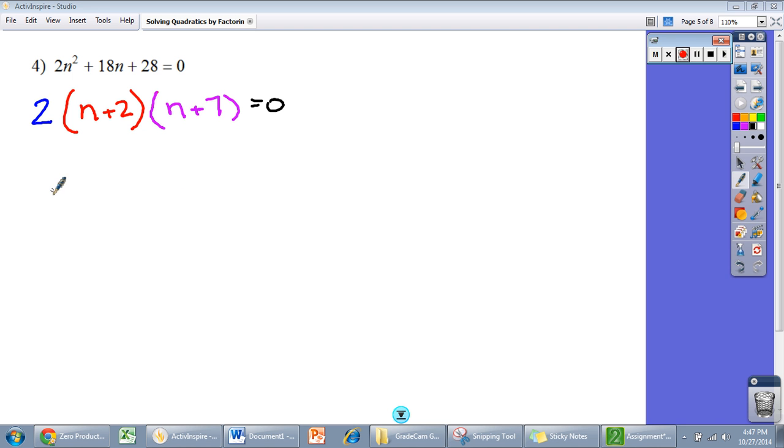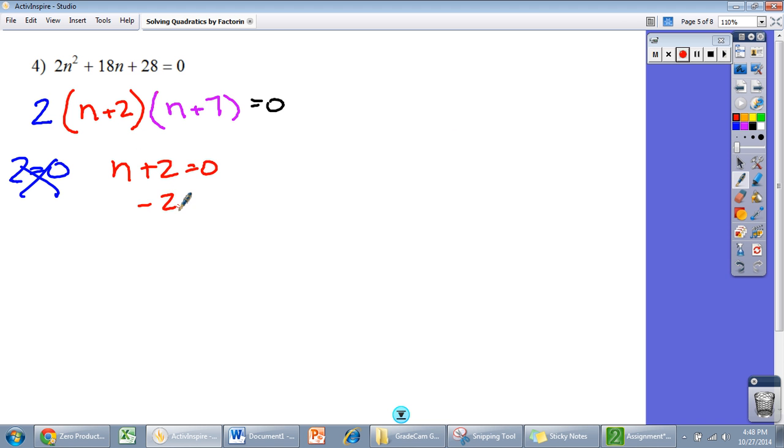Okay, I've fully factored this. As you probably found out, there was a greatest common factor of 2. After I factored it out, I get 2 times (n plus 2) times (n plus 7) equals 0. So if we're going to find the roots, the solutions, the zeros, or the x-intercepts, we would independently set each piece equal to 0. Just like our last problem, 2 equals 0 doesn't make any sense, so we're going to just ignore that. My n plus 2 equals 0.